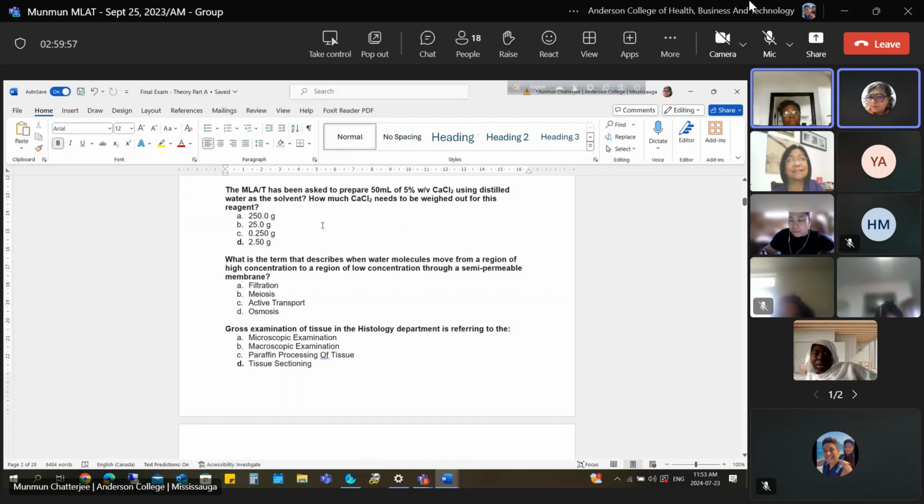Okay, so this is another thing: how we are going to do the preparation of the solution. This is an example. 50 ml of 5% weight by volume calcium chloride, distilled water as solvent. How much calcium chloride is needed to weigh out for this reagent for making the 50 ml? Anyone can answer that one? Is this 250? What is the concentration? 5%. What does 5% mean? 5 over 100. So you have to make 50 ml.